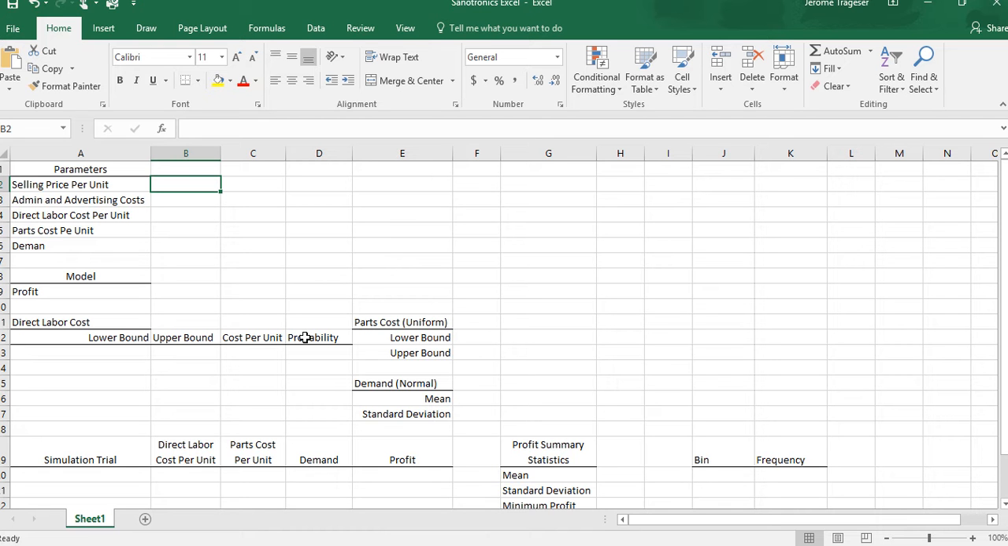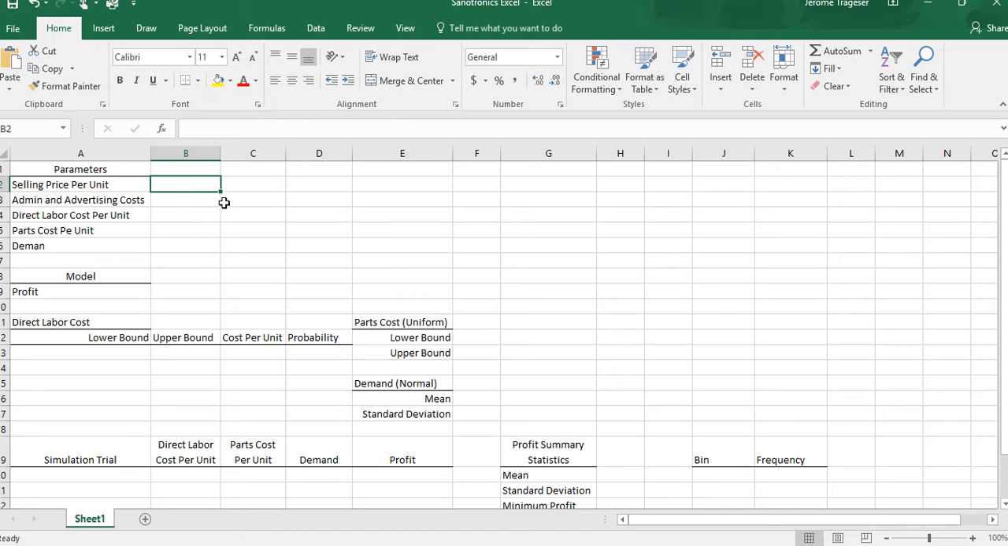In the first part, we'll create the static model that gives us one model. Then we'll set up the probability section, which will allow us to generate the random values given the properties of the values. Then in step 3, we'll set up the data table that will replicate the model 1,000 times. And then finally in step 4, we'll generate a summary statistics section and create a histogram that will help us to evaluate our findings.